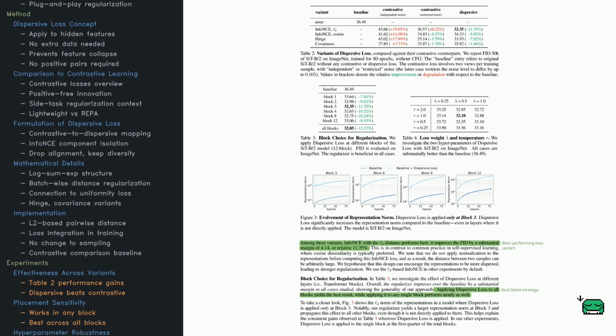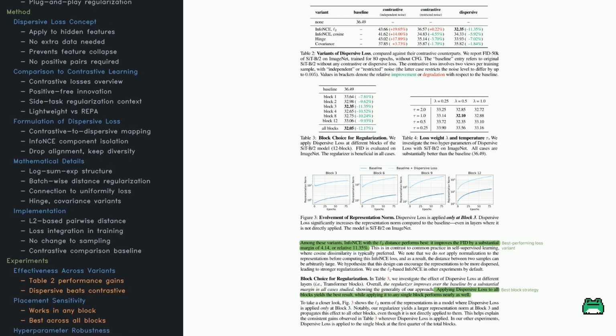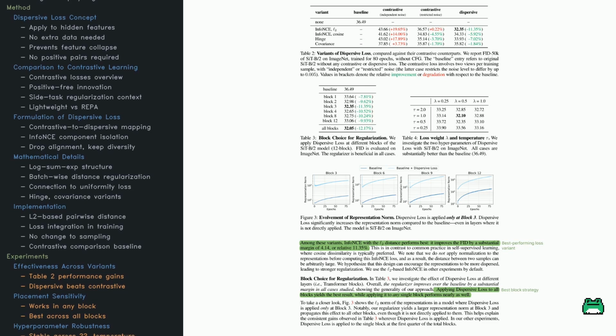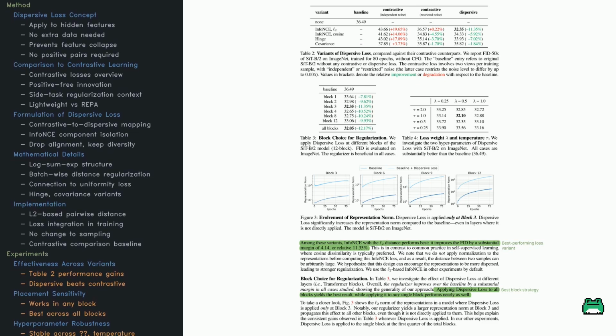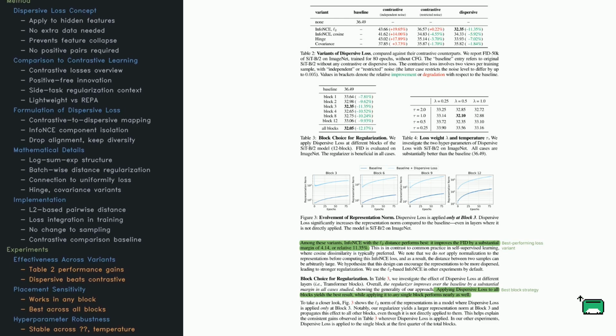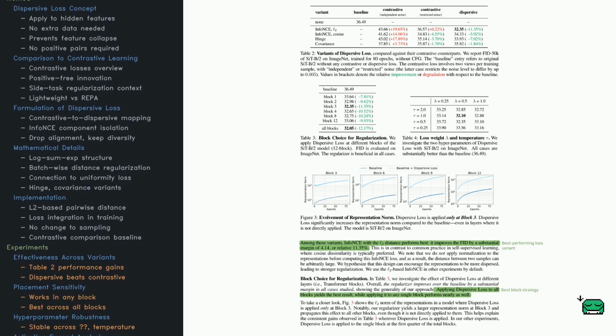They also tune hyperparameters. Table 4 shows experiments with different loss weights and temperatures. Surprisingly, the model is pretty robust. All configurations beat the baseline, and small tweaks in temperature don't hurt. Unlike contrastive learning, where getting the temperature wrong can tank performance.